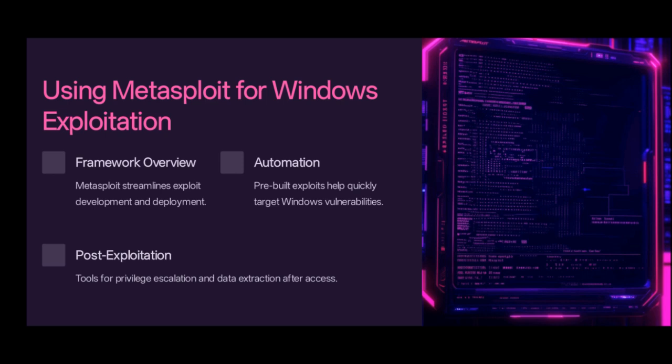4. Evasion and defense. Attackers use obfuscation techniques, e.g., encoding payloads, to bypass antivirus and endpoint detection. Defenders must monitor for suspicious activity, enforce patching, and disable unnecessary services.